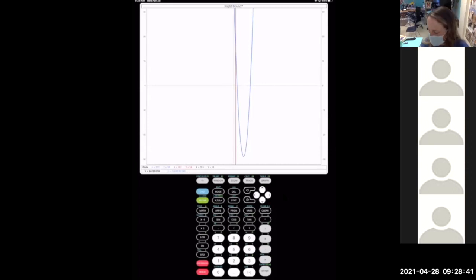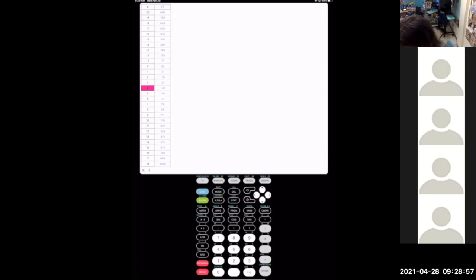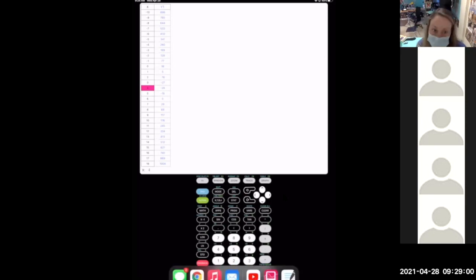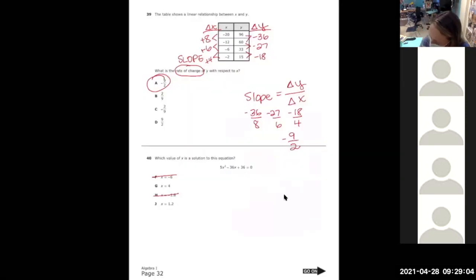And now let's go look at the table. So let's see if at 4, y equals 0. So I'm going to hit second graph. And at 4, y equals negative 28. So that means that I can cross off 4 as an answer. And then that only leaves 1.2 as my answer choice. So at 4, it did not equal 0. So 1.2 has to be an answer choice.